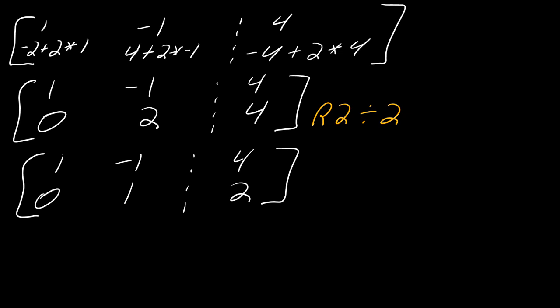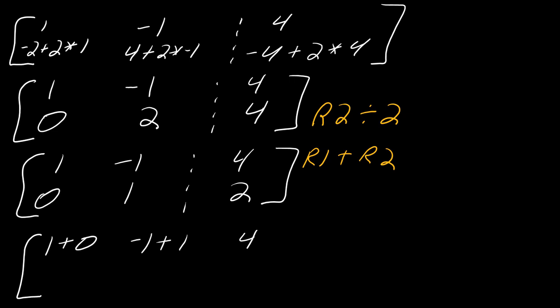So what I'm going to do is I'm going to take row 1 and I'm going to add just row 2 to it. So let me write out the operations as to what's happening here. This is 1 plus 0, -1 plus 1, and 4 plus 2. So it is row 1 that is changing, and I'm adding row 2 to it. Nothing is happening to row 2. Okay? So that's what's going on in the background. So let me clear some space.